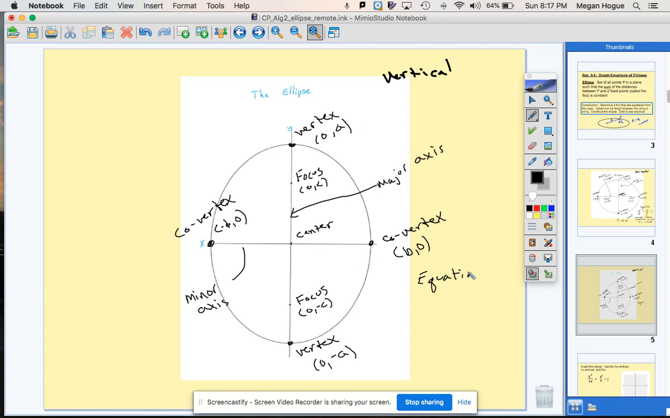Let's see how the equation differs. So the equation differs a little bit. It's x squared over b squared plus y squared over a squared still equal to 1. So the difference is where the a and the b is. But we got to remember those are going to be plugged in with numbers. But remember the A is tied to the longer axis, the major axis. That means A has to be the bigger number. So A is always going to be the bigger number.